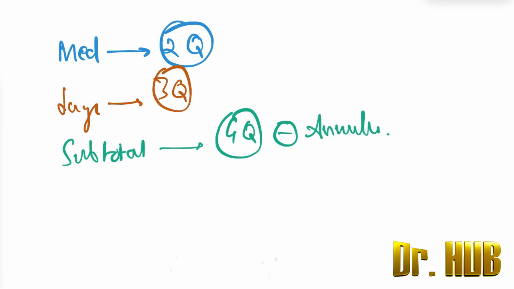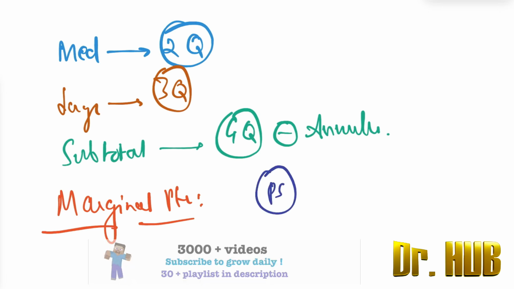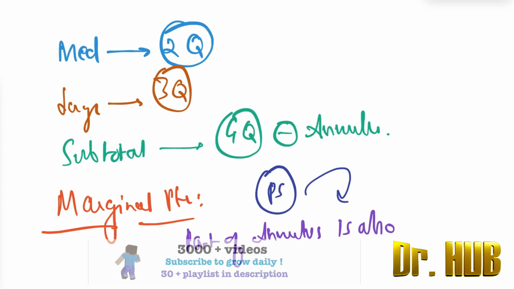The other type in pars tensa perforation, besides the central perforation, is the marginal perforation. In the case of the marginal perforation, there is a posterior-superior, PS, perforation. In the posterior-superior type, part of the annulus is also lost.